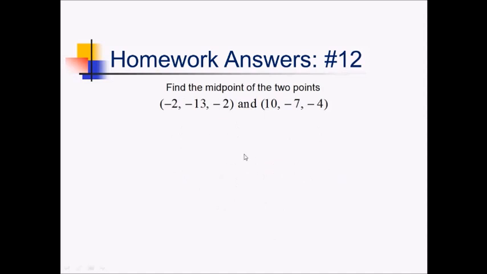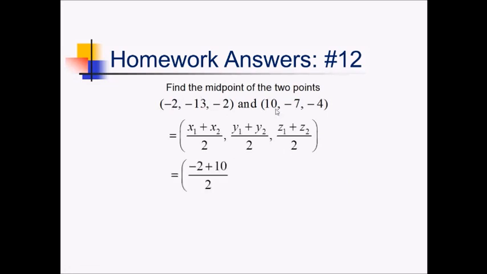To find the midpoint of these 2 points in three-dimensional space, we use our 3D midpoint formula. So average the x values, y values, and z values together. Plugging things in here, we've got the x values of negative 2 plus 10 over 2. For y values, that's negative 13 minus 7 over 2. And for the z values, negative 2 minus 4 over 2. So this is going to be 8 over 2, which is 4, comma, negative 20 over 2 is negative 10, comma, negative 6 over 2 is negative 3.